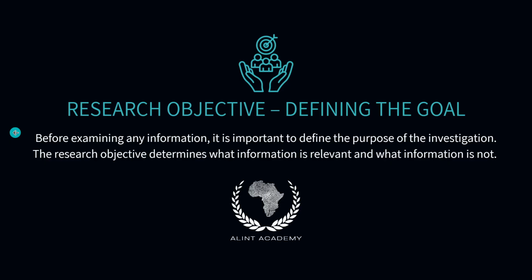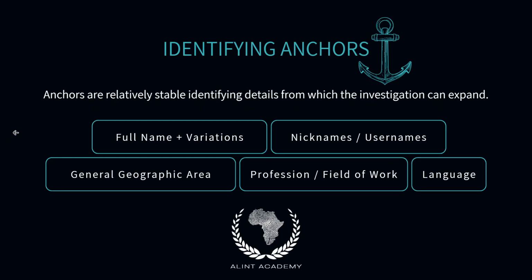Next, we start identifying anchors, stable details that help us begin the investigation. These could include the full name and its variations, nicknames or usernames, geographic area, languages spoken, and family status, but only if that information is publicly available.